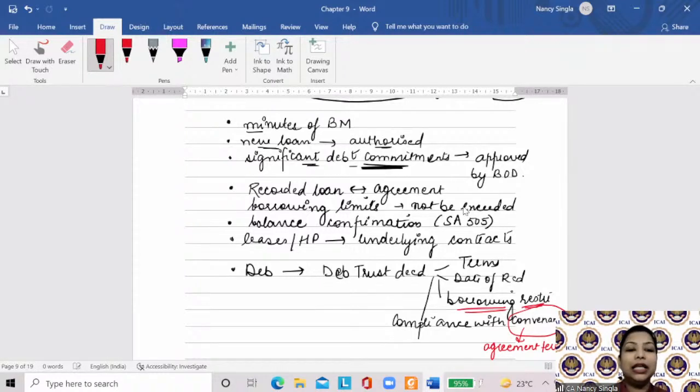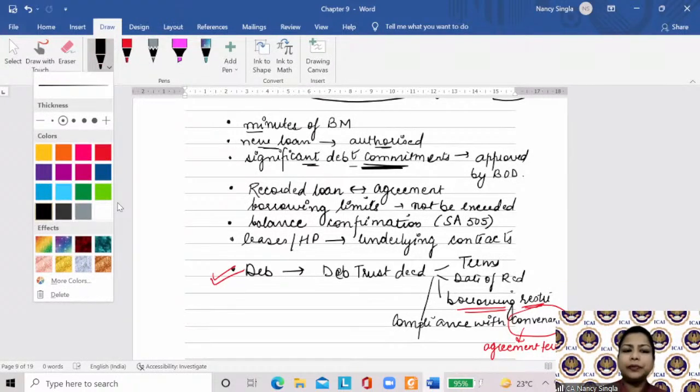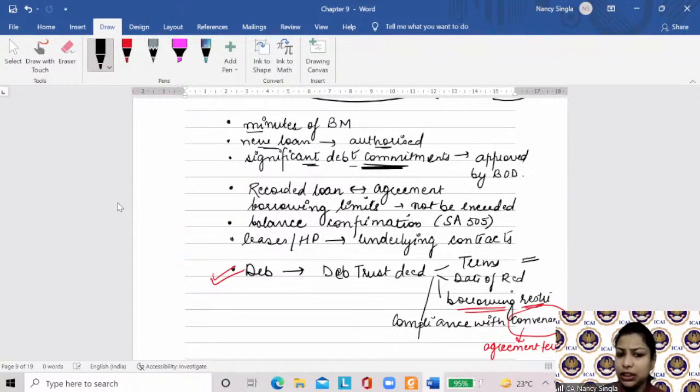It might happen that in the debenture trust deed, it has been mentioned that now, since you have issued debentures to us, there may be a clause which says that further the company cannot issue debentures for a further 2-year period. Okay? So it may mention that the company cannot go into mergers and acquisitions. So what are these borrowing restrictions? Whether these have been complied with. So with respect to debentures, the auditor will verify the debenture trust deed. He needs to look at the terms. The terms means the interest, the repayment, the date of redemption, the borrowing restriction, and compliance with the various covenants.